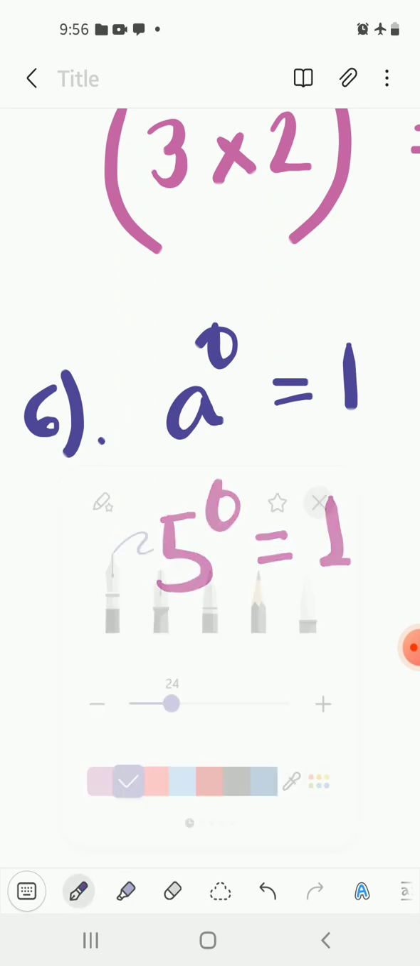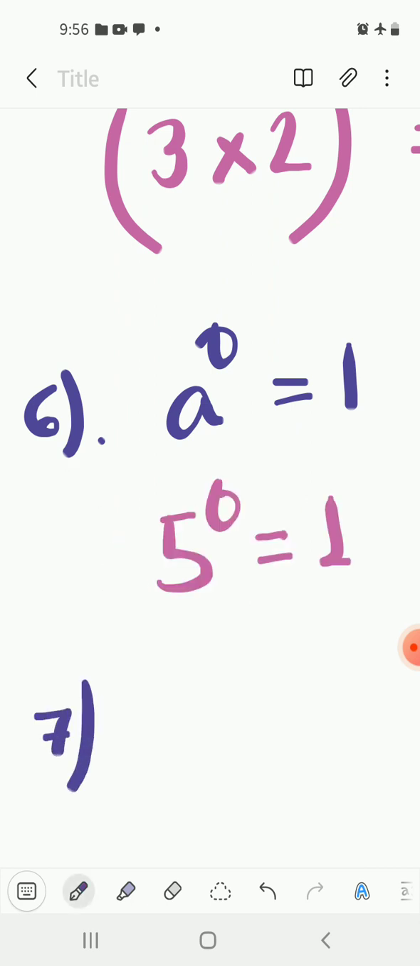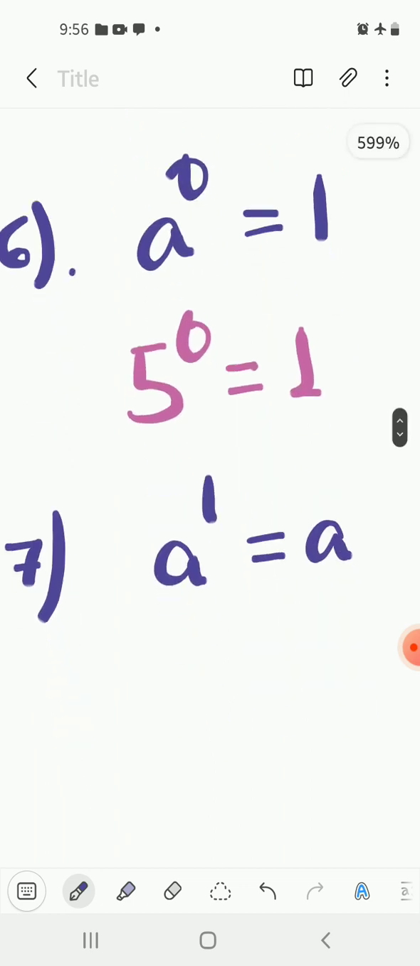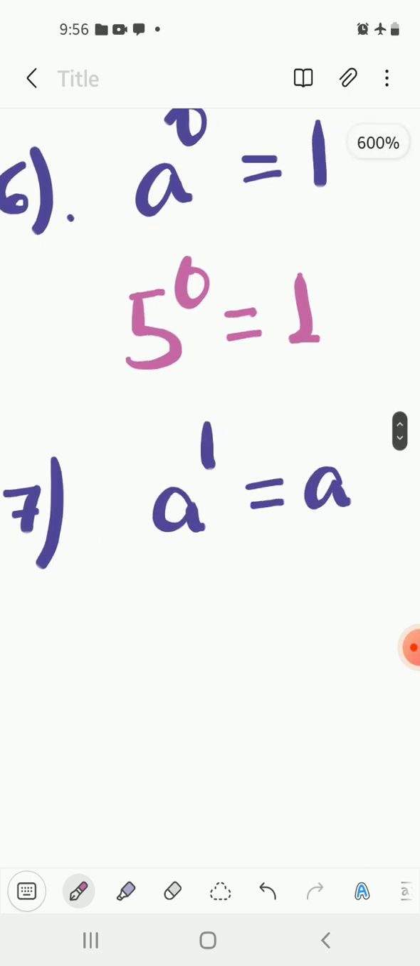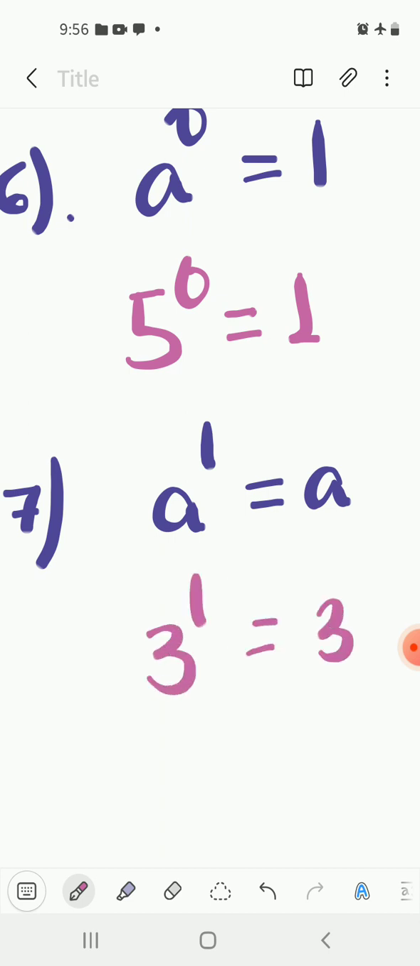Law 7. Anything to the power 1 is the number itself. Because if the number is repeated only once, so only 1, the same number will be there. Like 3 to the power 1 is 3.